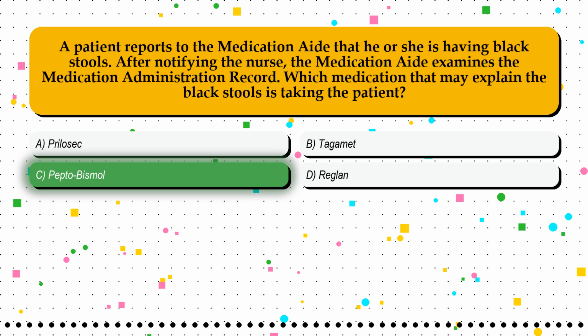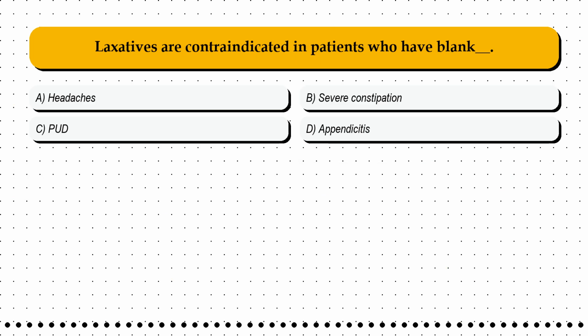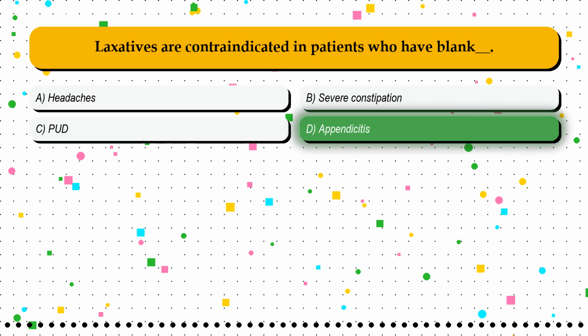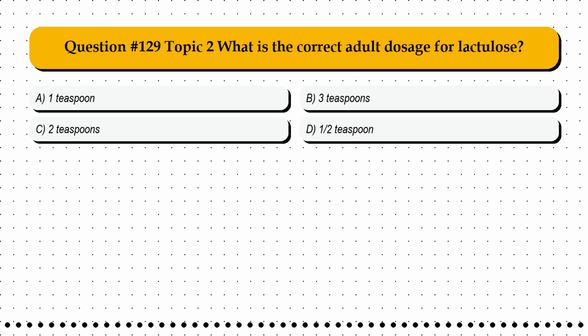Pepto-Bismol. Question 126. Laxatives are contraindicated in patients who have blank. Option A, Headaches. Option B, Severe constipation. Option C, PUD. Option D, Appendicitis. The correct answer is option D, Appendicitis.